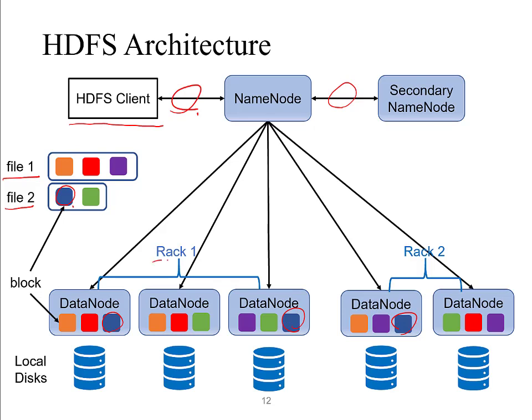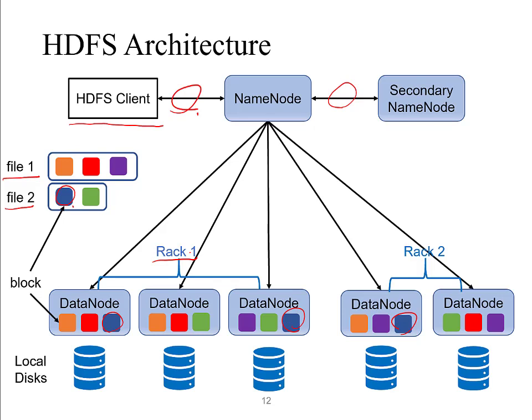And also the rack here. So a rack contains multiple data nodes. You can think of a rack as a set of data nodes that are physically close to each other, or say they are located together.